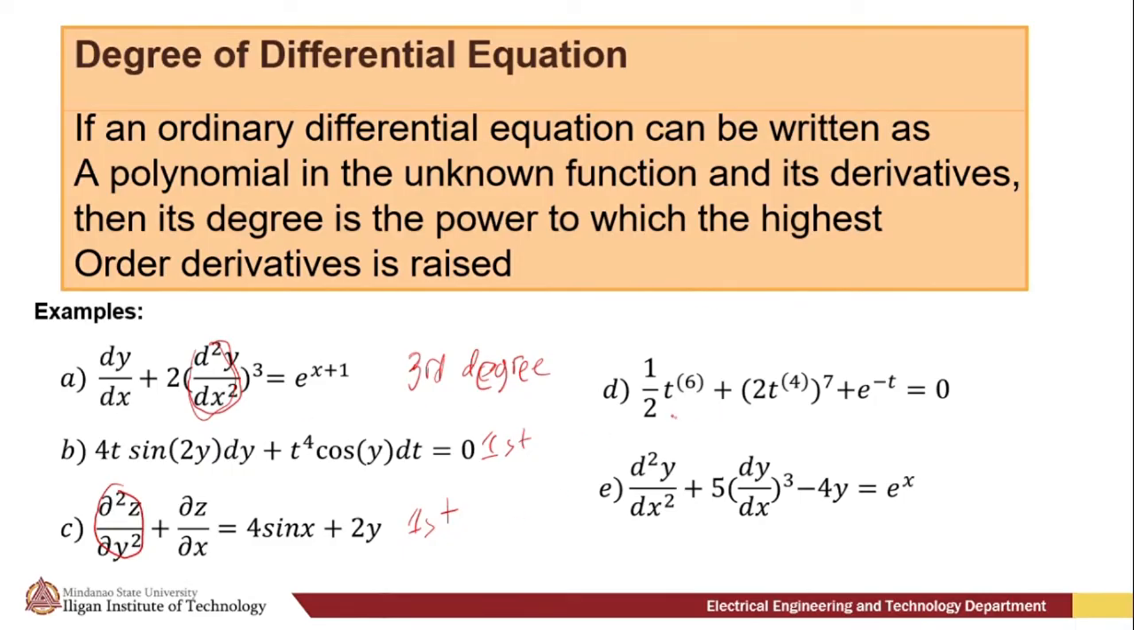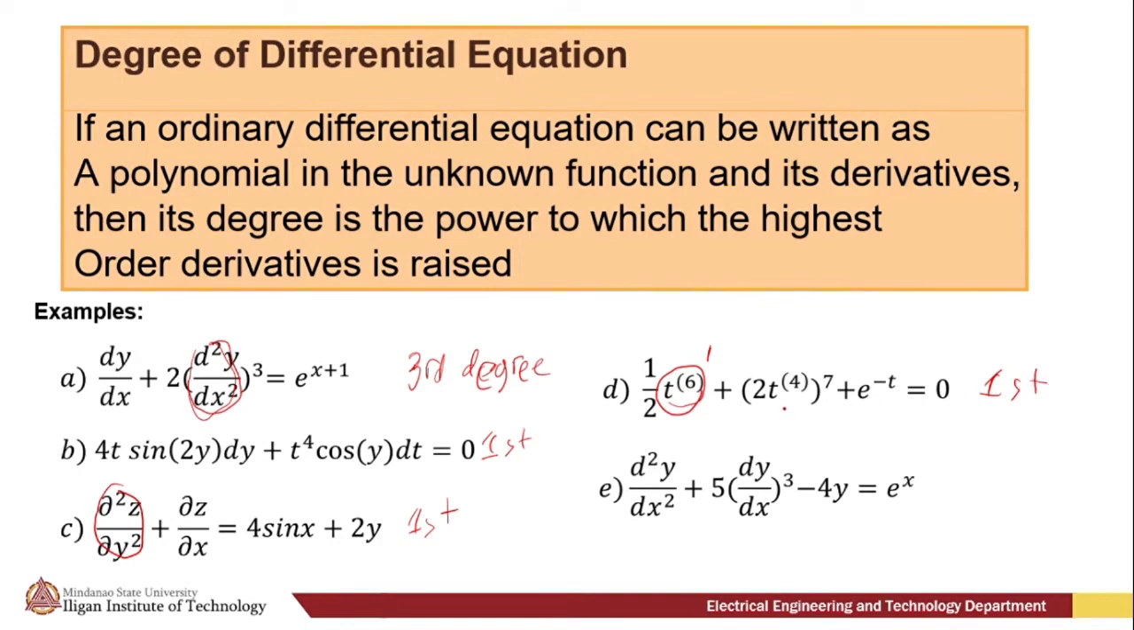In this example, we have 1/2 times the 6th derivative of t plus the quantity 2 times the 4th derivative of t raised to 7 plus e raised to negative t equals 0. If we check here, let's find the highest order of derivative. The highest order derivative here is this, and it is raised to 1. So this is a first degree differential equation.